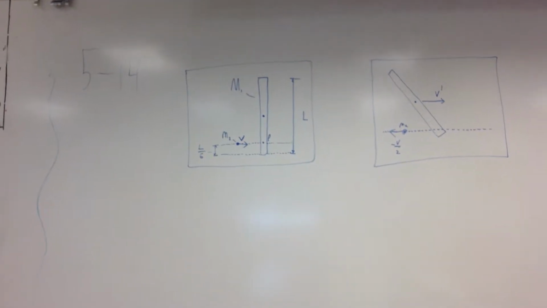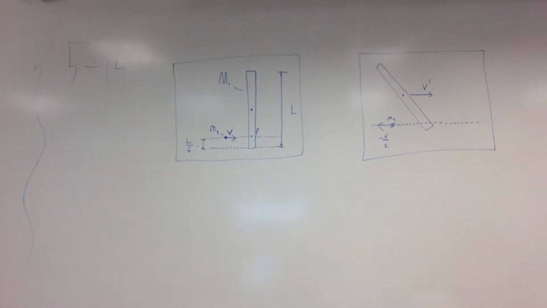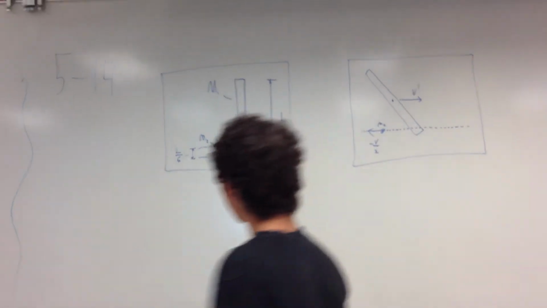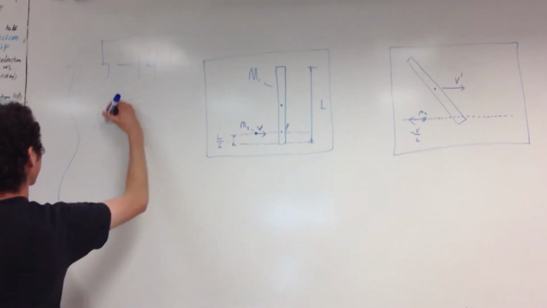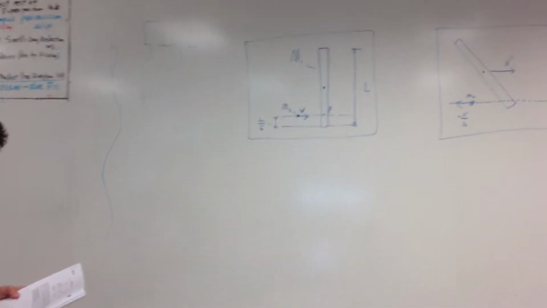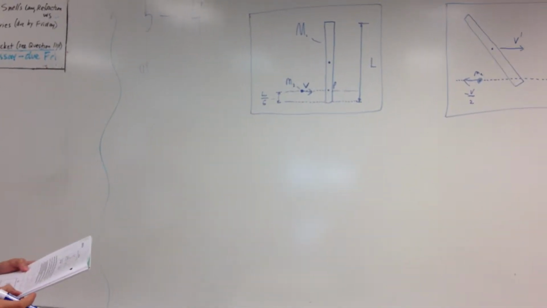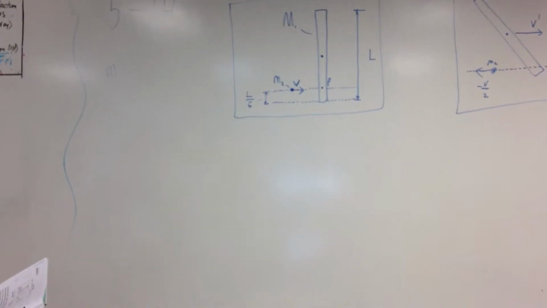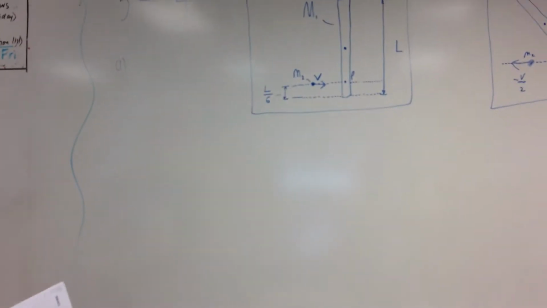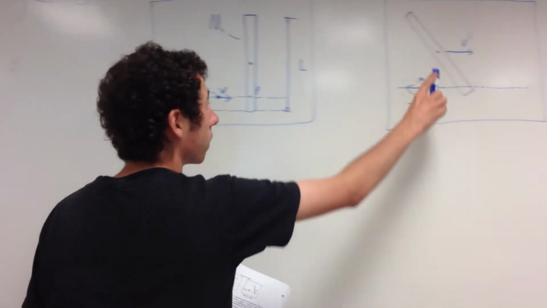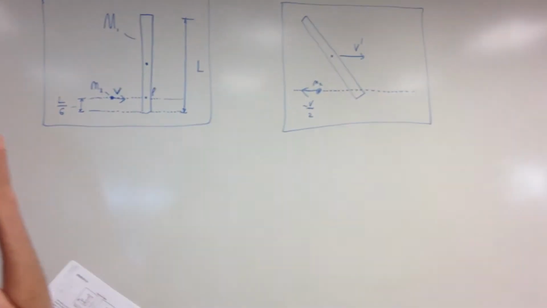Alright, this is problem 5-14 for AP Physics C Mechanics. So the first question, A, is asking you, using the principle of conservation of linear momentum, determine the velocity v prime of the center of the mass of the rod after the collision. So right now it's asking you to find this velocity right here.